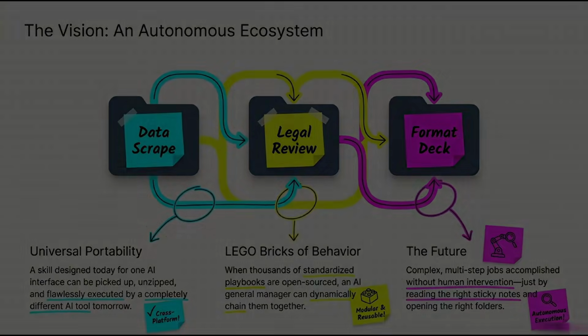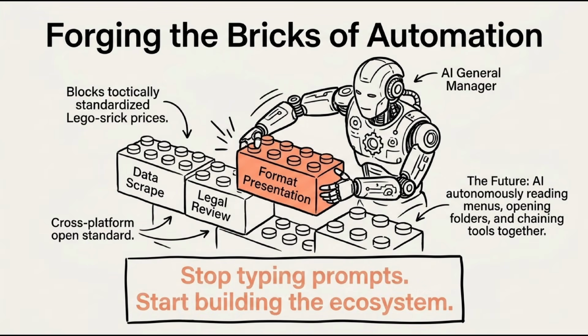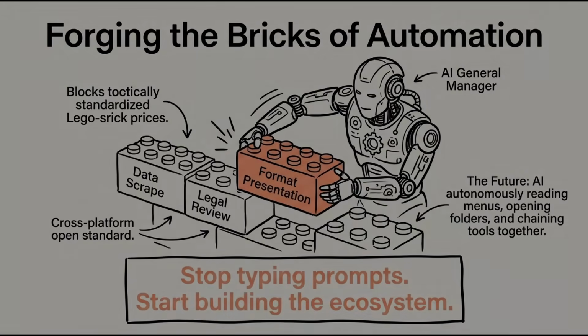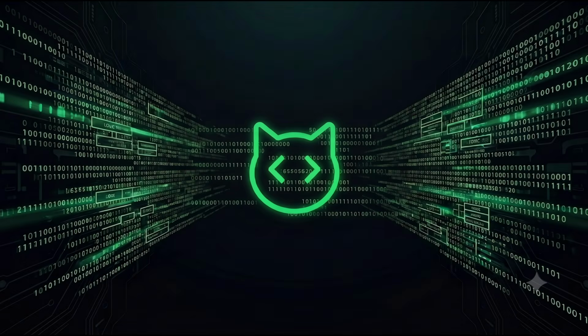It's incredible to think about. We aren't just teaching an AI how to do a single job. We are essentially forging the standardized Lego bricks of artificial intelligence behavior. You hand the AI a perfectly organized directory today, and tomorrow it just might build an entire autonomous ecosystem. That is definitely something to think about the next time you find yourself typing the same prompt for the 100th time.